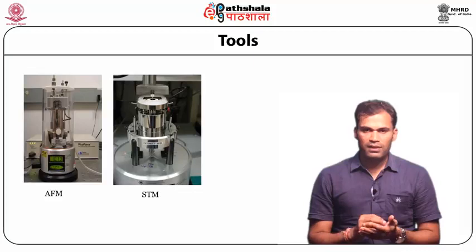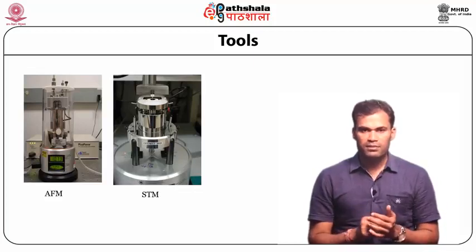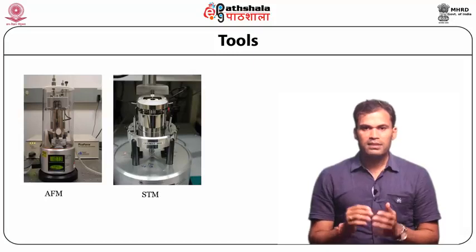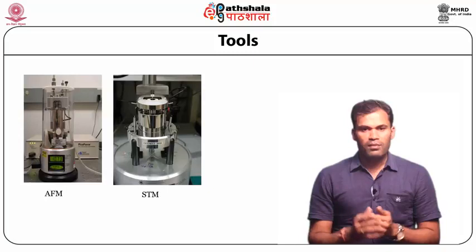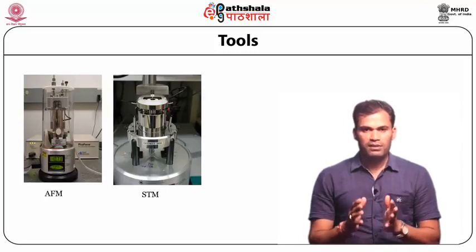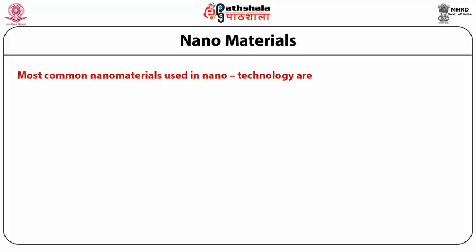The range of tools include AFM, which is the atomic force microscope, STM, the scanning tunneling microscope, molecular modeling software, and the various production technology which is a part of nanotechnology tools. So coming to the second component, that is the nanomaterials. The most common nanomaterials used in nanotechnology are fullerenes, that is carbon-60, and carbon nanotubes.